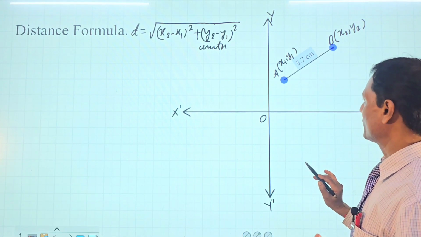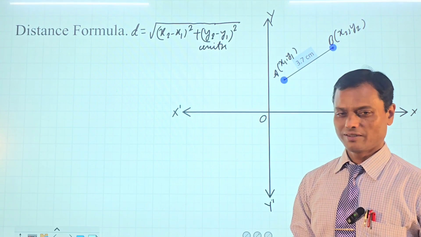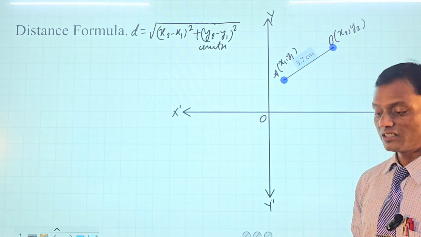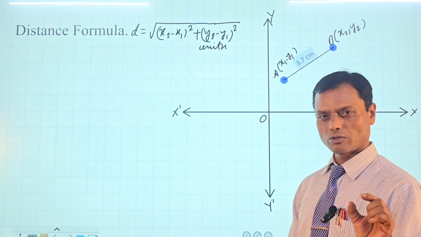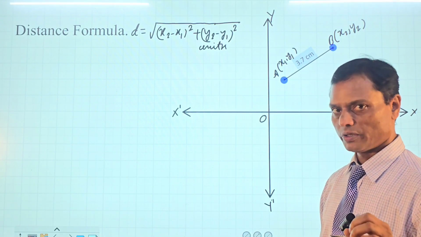Now we are going to find the distance between them. The digital board is showing 3.7 centimeters, but we are going to find the distance in units. In coordinate geometry, we always say the distance is in units.